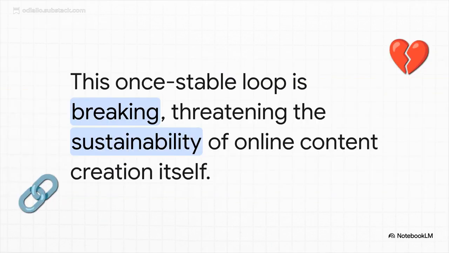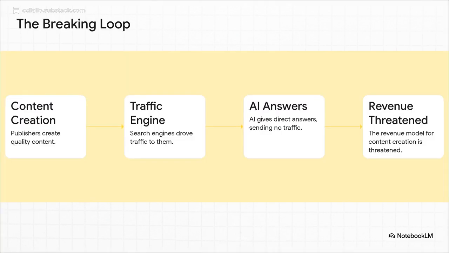But not all of these loops are so positive. Let's look at what's happening with the content creator value loop. Right now, this looks like a breaking cycle, and it's threatening a relationship that's been core to the web for decades. So for years, it worked like this.